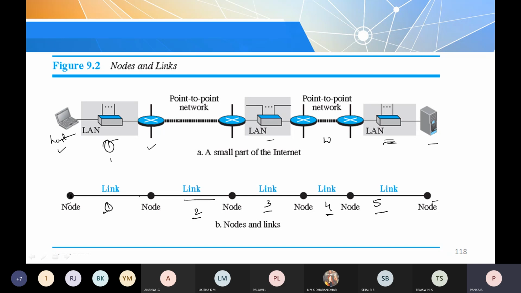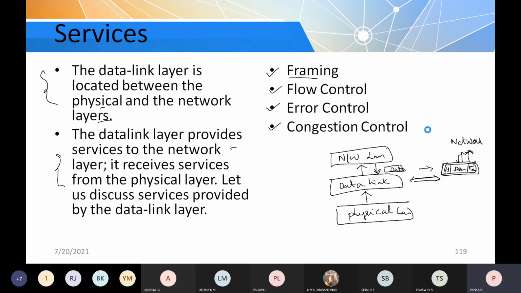You can see something dotted here, which is a wide area network, so that is represented as a WAN, and the remaining links are represented as a LAN. This is how you need to represent the nodes and links.